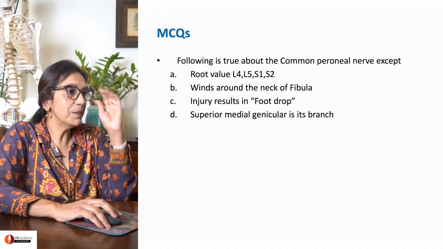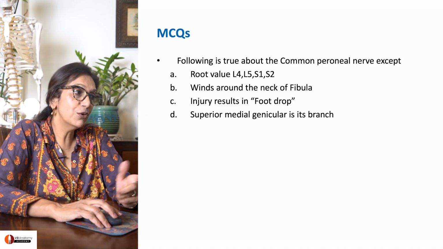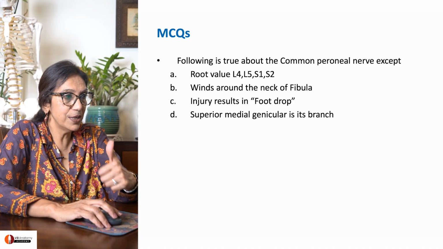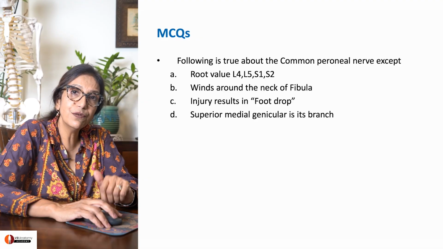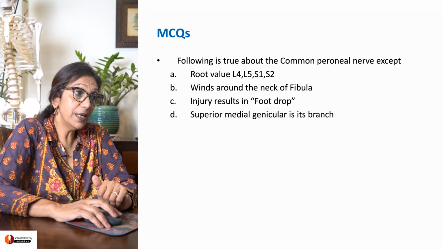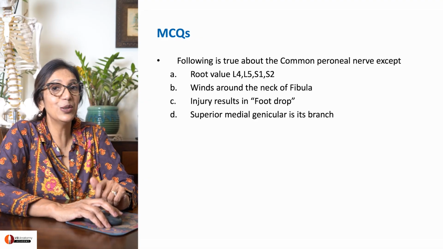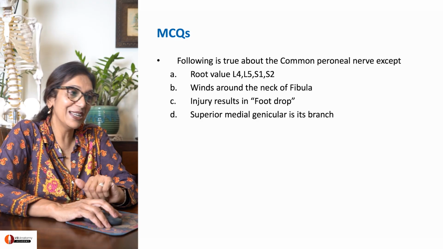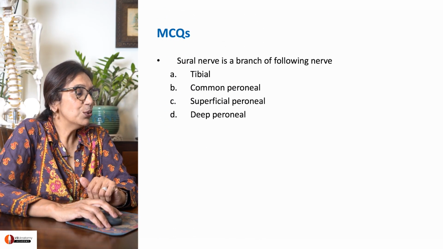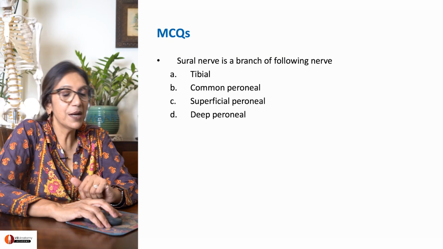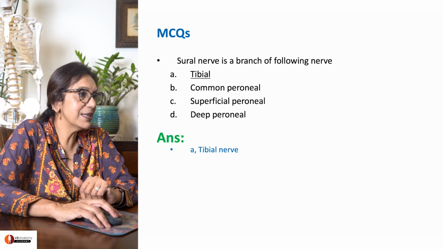Following is true for common peroneal nerve except root value L4, L5, S1, S2, yes. Winds around neck of fibula, yes. Injury leads to foot drop, yes. Superior medial genicular is its branch, no. Superior lateral genicular is its branch. So D is the answer. Sural nerve is a branch of, you know it's a branch of tibial nerve, not much to this MCQ.